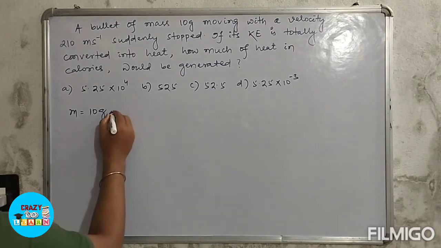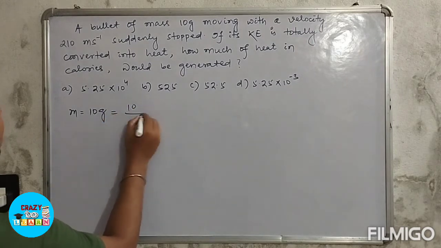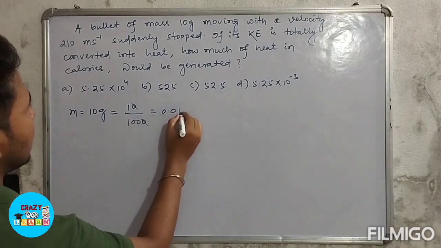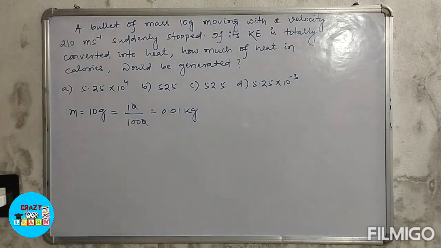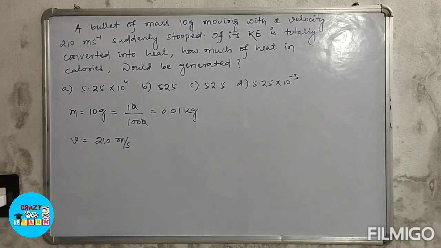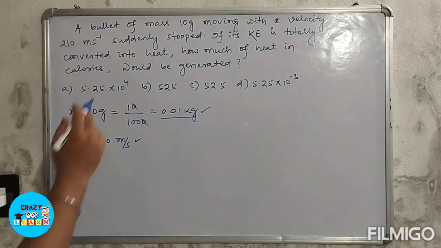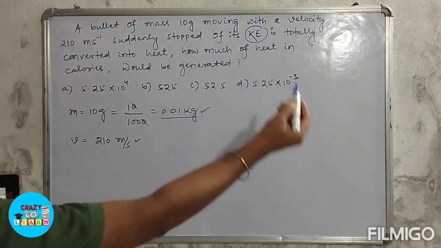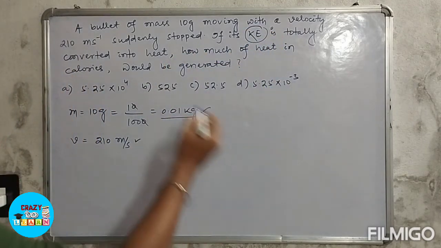Convert 10 gram to kg. Divided by 1000, the 0 cancels, 1 by 100 means 0.01 kg. Then velocity is given as 210 meter per second. It is already in SI units, so no need to convert it to CGS, because the mass is now in SI unit and this is also SI unit. Clear? Now its kinetic energy is totally converted to heat.